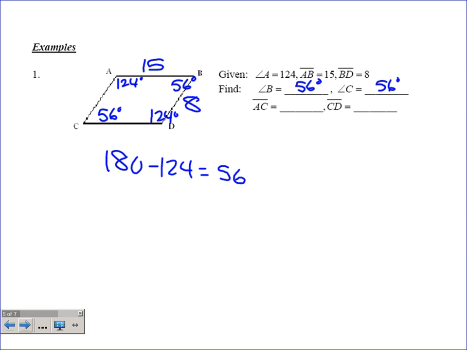How long is AC? Same as the other one across from it. So those two are the same. So it's 8. How long is CD? 15. Okay. How could they make this more challenging?